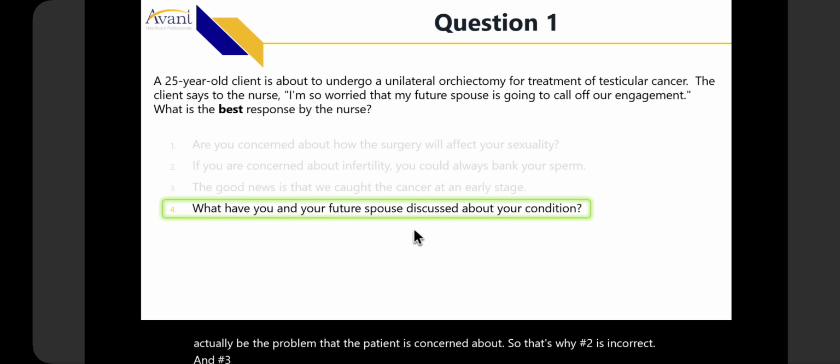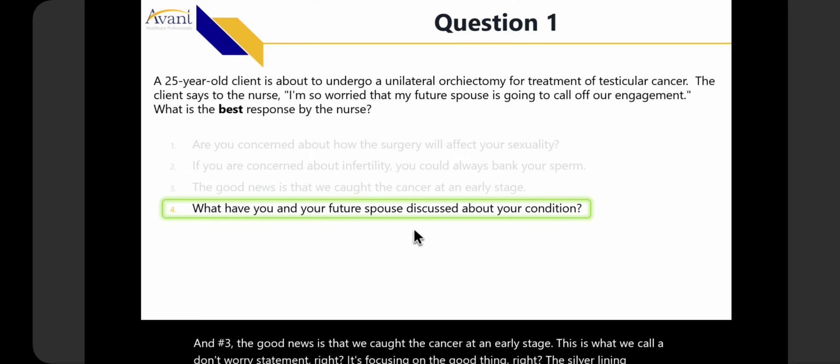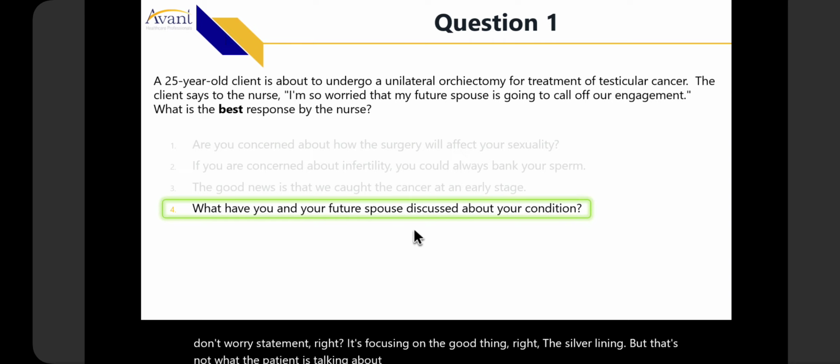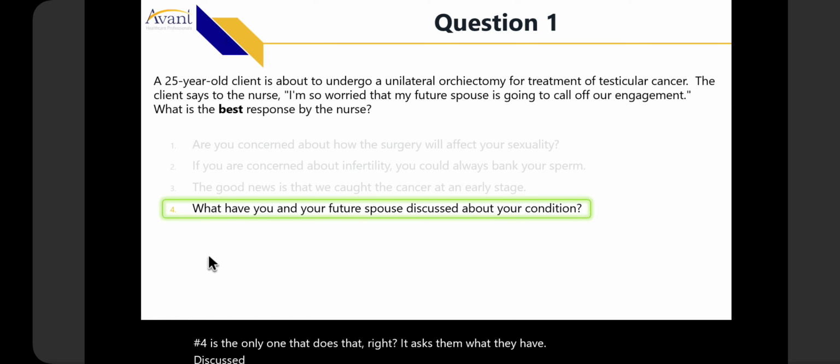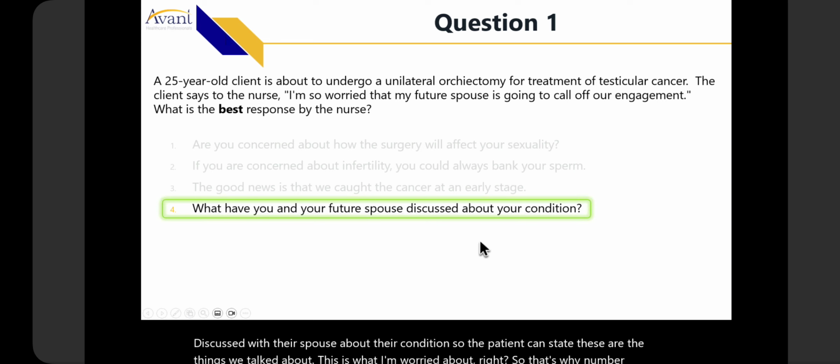And number 3, the good news is that we caught the cancer at an early stage. This is what we call a don't worry statement, right? It's focusing on the good thing, the silver lining, but that's not what the patient is talking about. The patient is talking about the worries, the not silver linings, right? The concerns. And that's where we want to focus. We want to address their fears and concerns directly, right? That's the therapeutic communication technique. So number 4 is the only one that does that, right? It asks them what they have discussed with their spouse about their condition so the patient can state, these are the things we've talked about. This is what I'm worried about, right? So that's why number 4 is our correct answer.